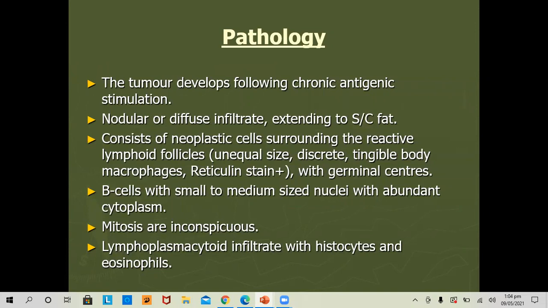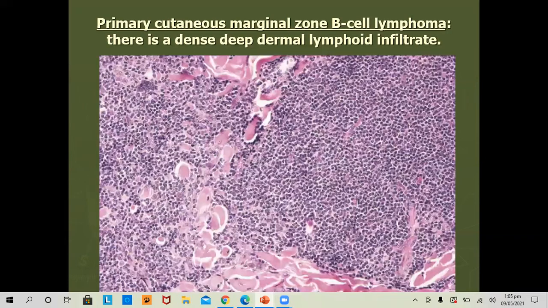Pathology: the tumor develops following a chronic antigenic stimulation. There is a nodular or diffuse infiltrate extending from the dermis down to the subcutaneous fat. It consists of neoplastic cells surrounding the reactive lymphoid follicles. The reactive lymphoid follicles are of unequal size, discrete, with tingible body macrophages and germinal centers. B cells have small to medium nuclei and abundant cytoplasm. Mitosis is usually inconspicuous, and lymphoplasmacytoid infiltrate along with histiocytes, plasma cells and eosinophils are seen.